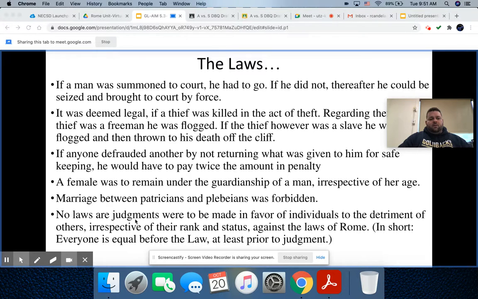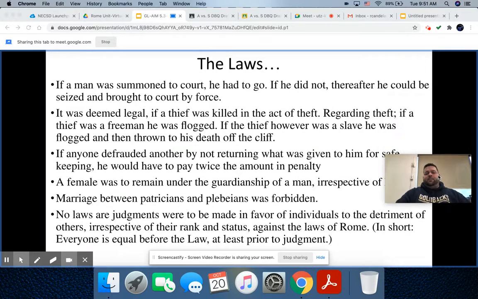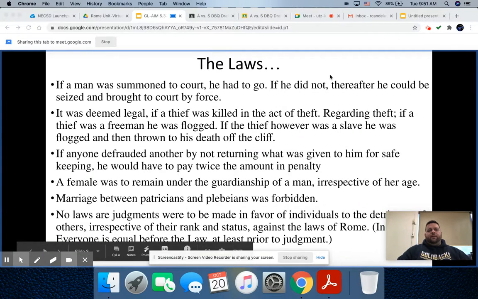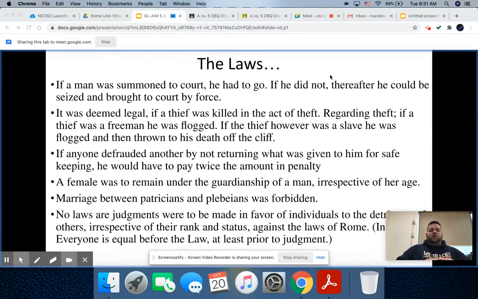And you could see no laws or judgments were to be made in favor of individuals to the detriment of others, irrespective of their rank and status. Basically what they're saying is this is equality before the law. This is another popular idea that's apparent in American law also. So I wanted to show you some of the laws where we can see the influence of Rome in modern Western law, and also some of these laws give us a peek behind the curtain as to what society in the Roman Republic was really like.